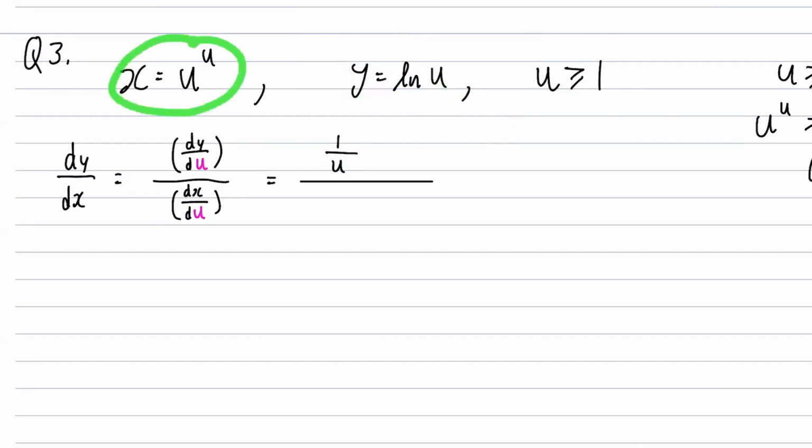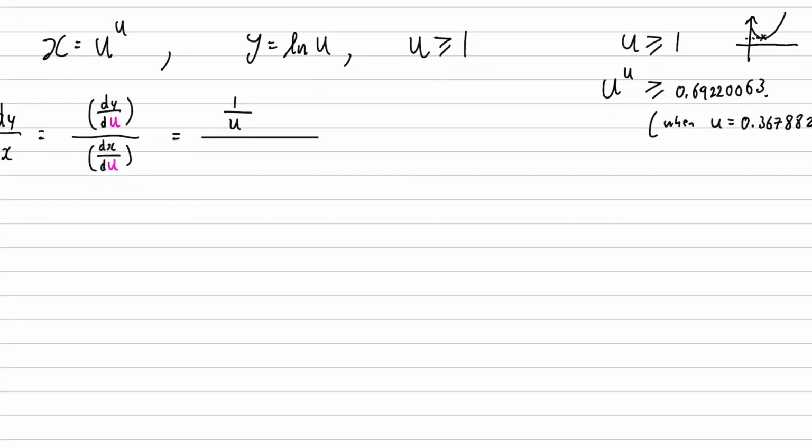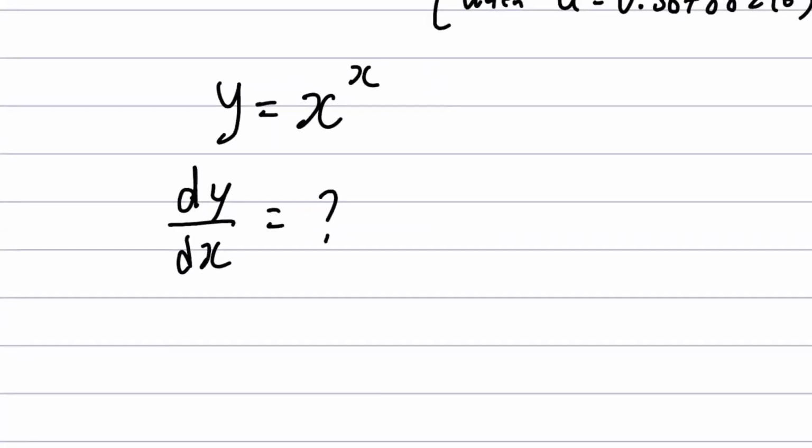So now, how about x equal to u power u? How do you find dx by du? Think about it. Let's simplify the question with normal variables. y equal x power x. How do you find dy by dx? Cannot differentiate on both sides. So differentiate on the left.